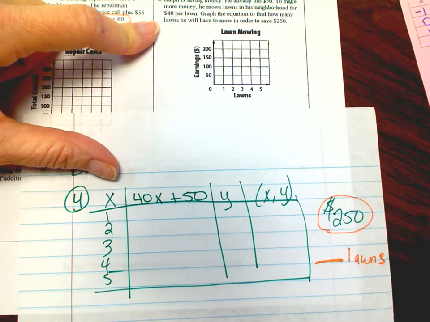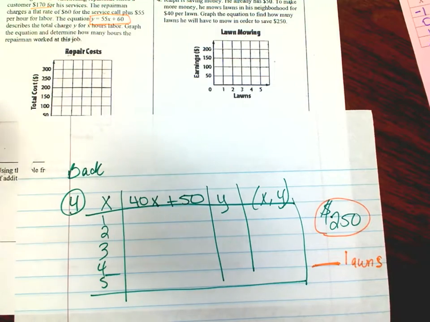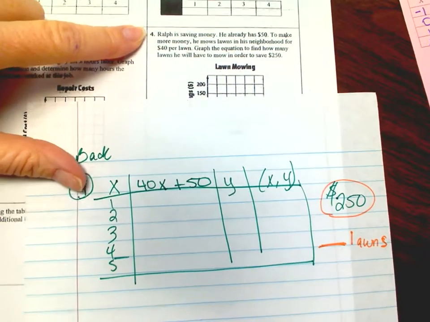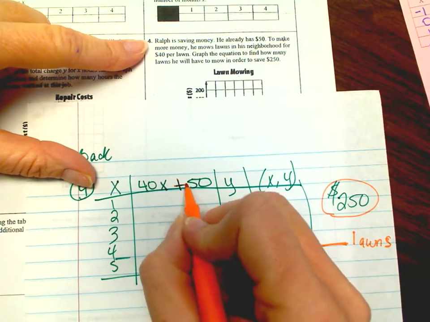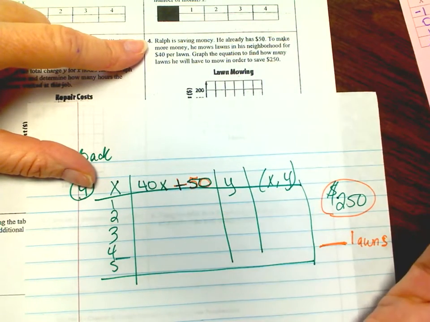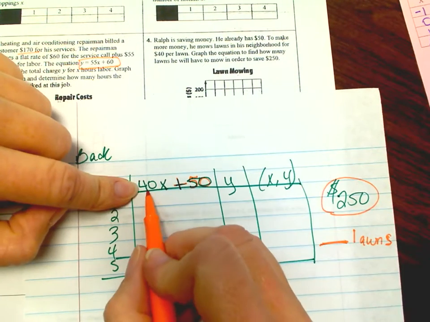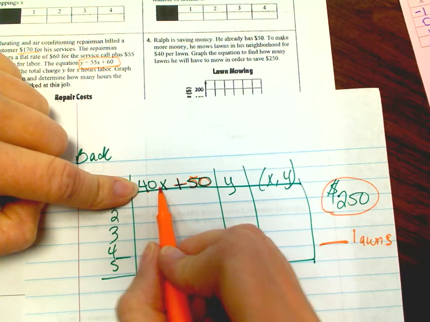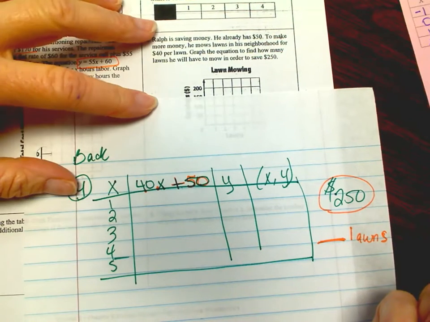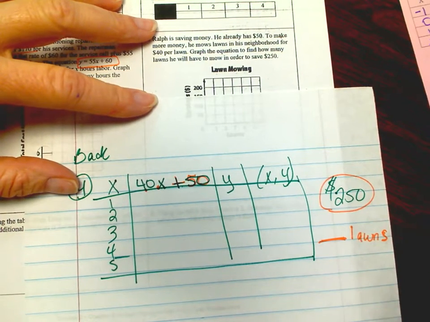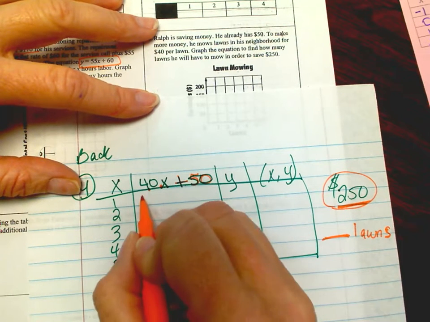They gave us the formula. Actually, I guess they didn't give you the formula, so I'm going to give you the formula. Ralph is saving money. He already has $50. That's why we just added 50, because he has $50 in his account. He mows lawns and he wants $40 per lawn, so $40 per lawn plus the 50 that he has. Let's see how many lawns he has to mow to get the magic number of 250.